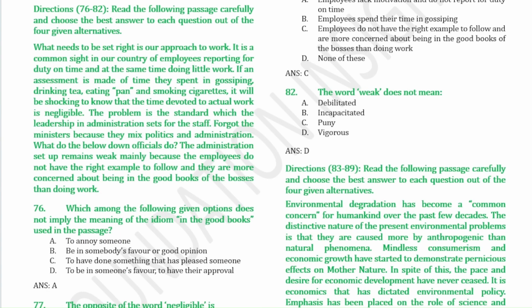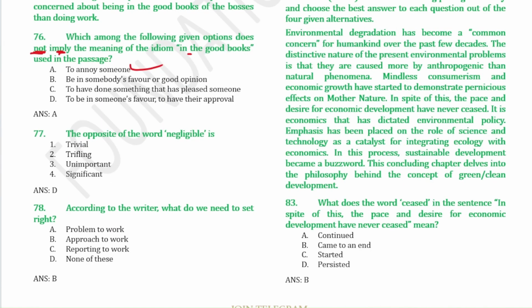Question number 76 to 82. We have to read the passage and then give the answer accordingly. 76. Which among the following given options does not imply the meaning of the idiom in the good book? To be in good books means to be in someone's favor, but we have to find the one which is the opposite of this. So it's to annoy someone. For 77, the opposite of the word negligible will be, we have to find the opposite. So negligible will be significant. This will also be A, B, C, D.